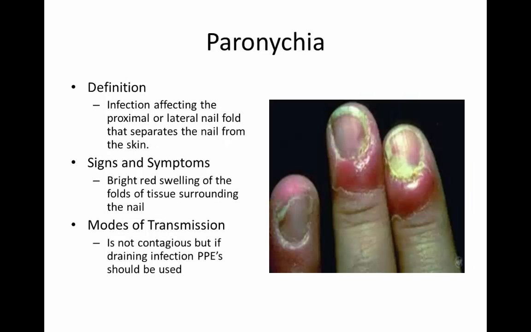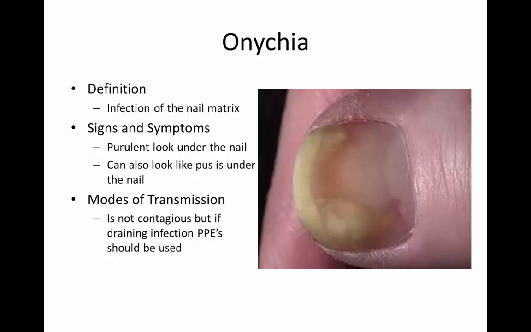A paronychia is an infection affecting the proximal and lateral nail fold that separates the nail from the skin. Signs and symptoms include bright red swelling in the folds of the tissue surrounding the nail. Paronychias are not contagious, but if they are draining, personal protective equipment should be used. An onychia is an infection of the nail matrix. Signs and symptoms of an onychia include a purulent look underneath the nail. It can also look like pus is underneath the nail. Onychias are not contagious, but if draining is occurring, personal protective equipment should be used.